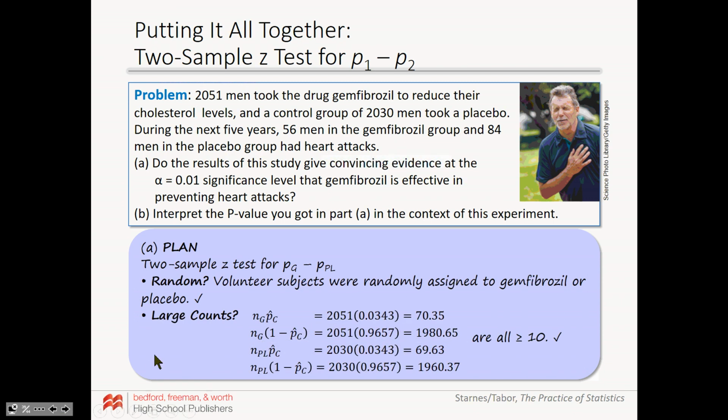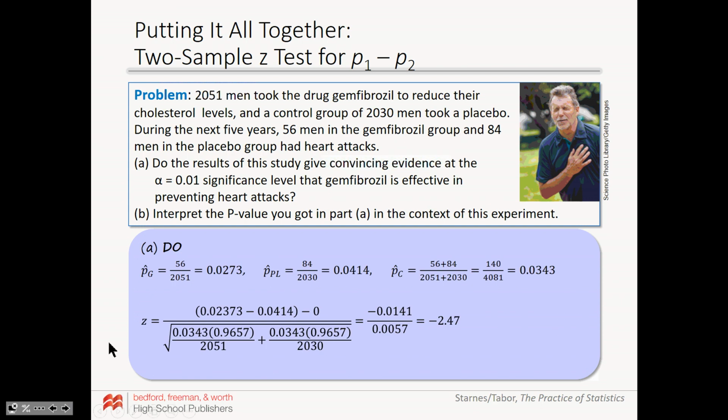When we do our large counts condition, we need to use that p-hat combined in our multiplication, right? So how many expected successes should we have from the G group, and how many failures from the G group should we expect, and then how many expected successes from the placebo group, and how many expected failures from the placebo group? And remember, success isn't always a good thing. In this case, the success means that the person had a heart attack. All of these numbers are greater than 10, so that condition is met.